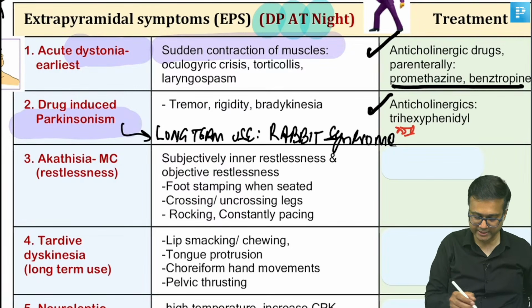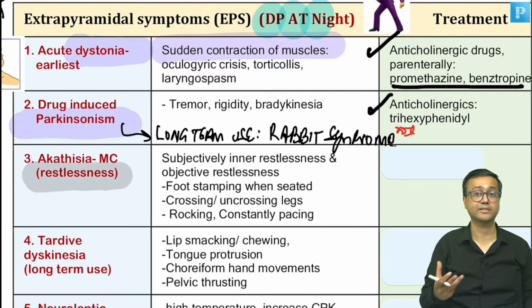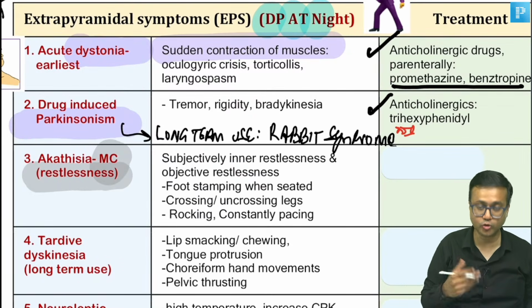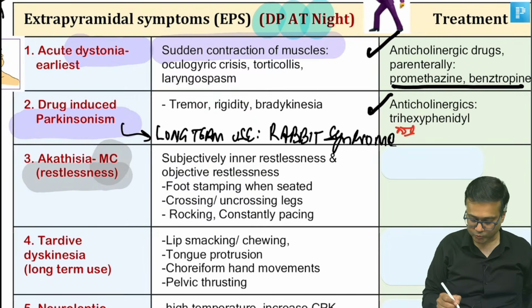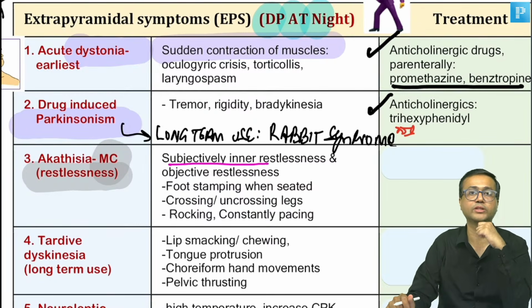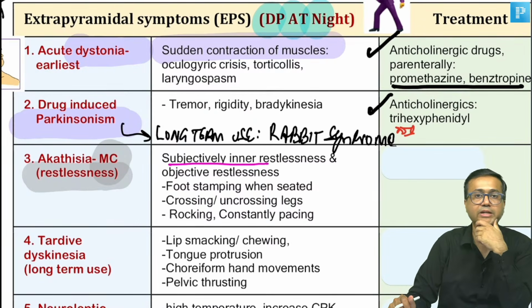DP at beta, A is what? There is akathisia. What is akathisia? Beta, akathisia means restlessness. In fact, this is the most common EPS. Patient is very restless. So the patient will tell you, sir, ma'am, I am feeling very restless from within. I am feeling very anxious. I am feeling very restless.